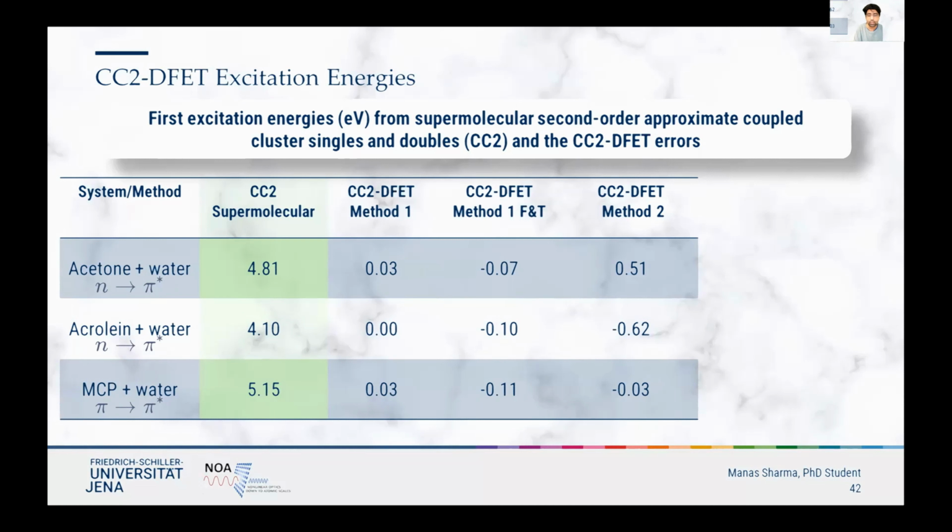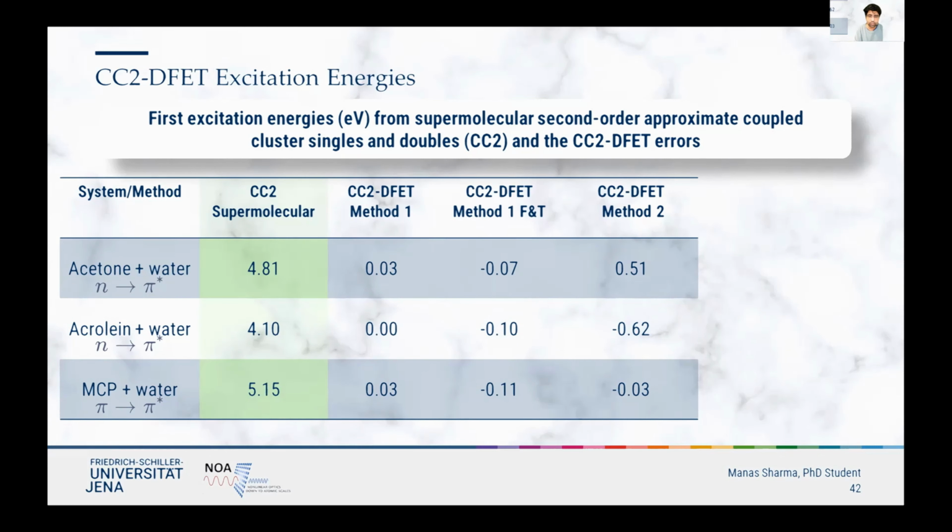And then I have the errors associated with different embedding methods, different methods for the embedding potential. And we see that method 1 without the freeze and thaw, so FNT basically stands for freeze and thaw, by the way, gives just a maximum error of, let's say, 0.03 electron volt, which is quite good. However, when you employ freeze and thaw, then you get slightly larger errors.